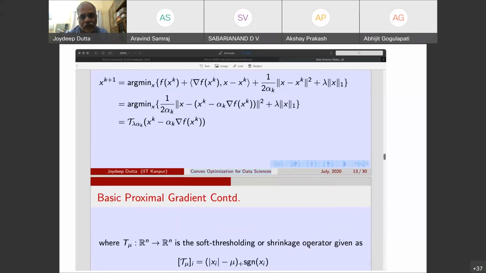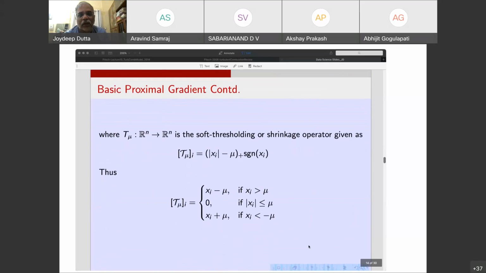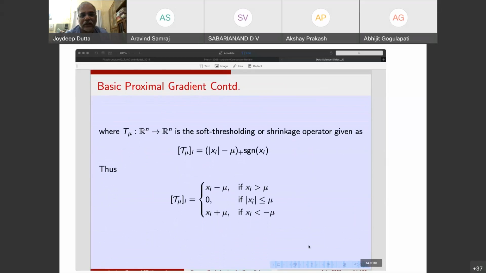Akshay, the next slide, please. If you solve this, the T mu that you saw is called a shrinkage operator or soft thresholding operator. It has a form like this for every component, because it's a mapping from Rn to Rn. For every component, this is the structure. It actually has a very simple structure. When you solve it, it is very simple.